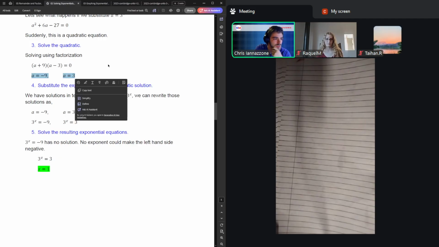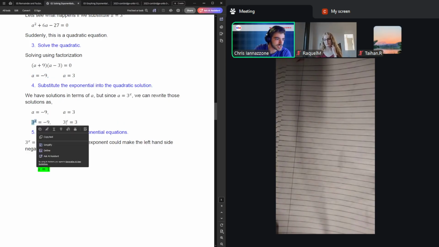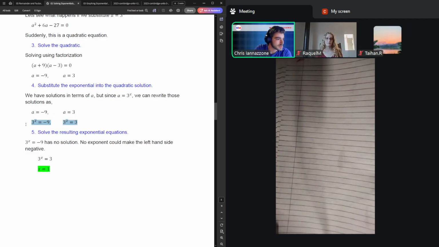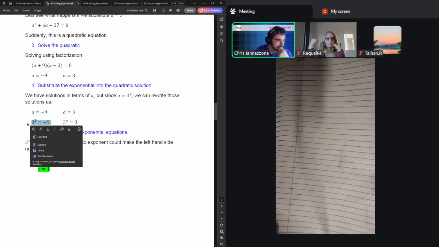But essentially, because you've solved these in terms of a, you're not quite done yet because you're actually trying to solve for x. So all you do is you plug in what a actually was, the 3 to the power of x, and from there you've just got two basic exponential equations that you can work with. 3 to the power of x equals 3 is going to give you x equals 1. 3 to the power of x is equal to negative 9 has no solutions.